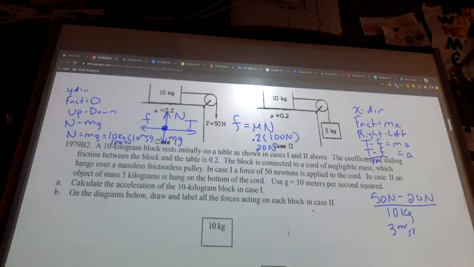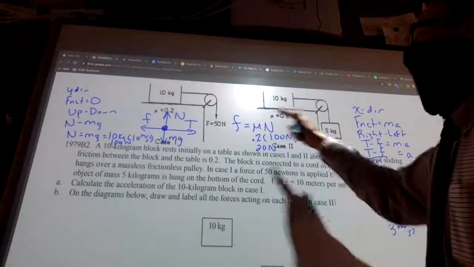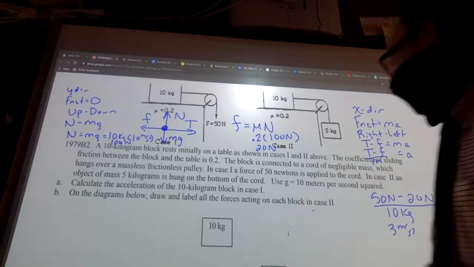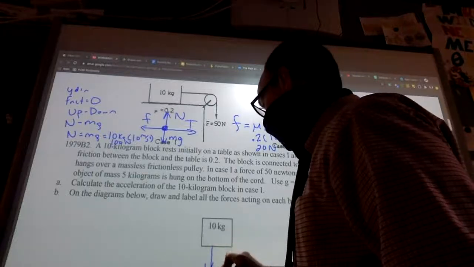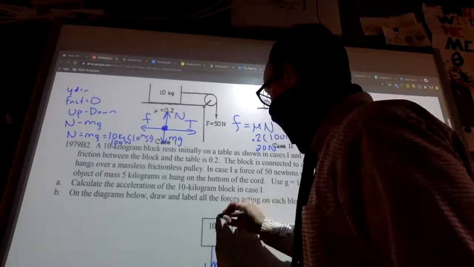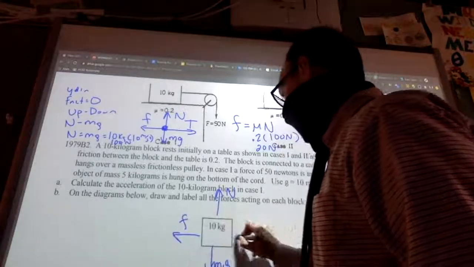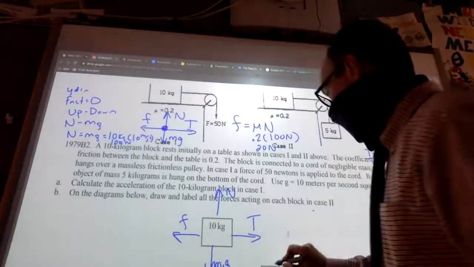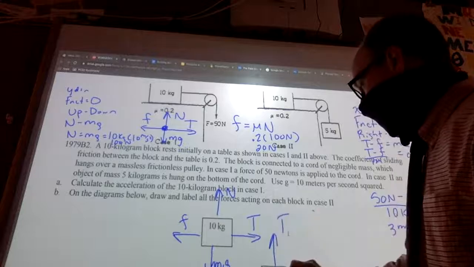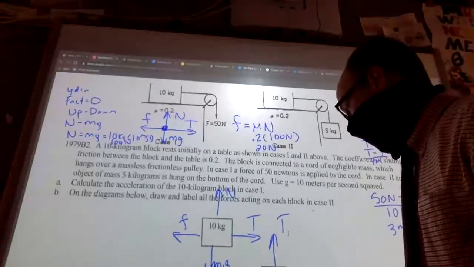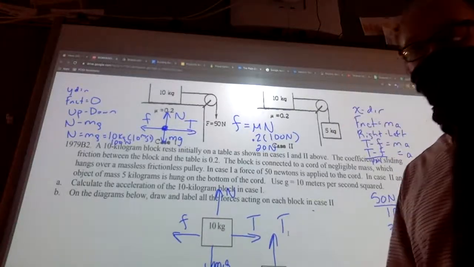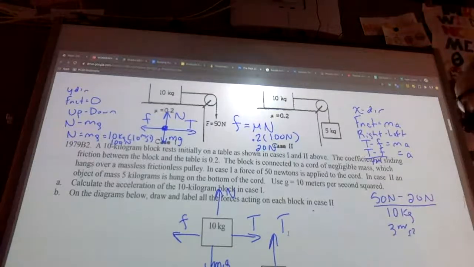On the diagrams below, draw and label all the forces acting on each block in case 2. So again, I said this is going to look like it's the same case, but it's not. I'm going to call this M1G and N. I'm going to call this F and T. This is going to be the same T, but this is going to be a different mass. So I'm going to call that M2G.